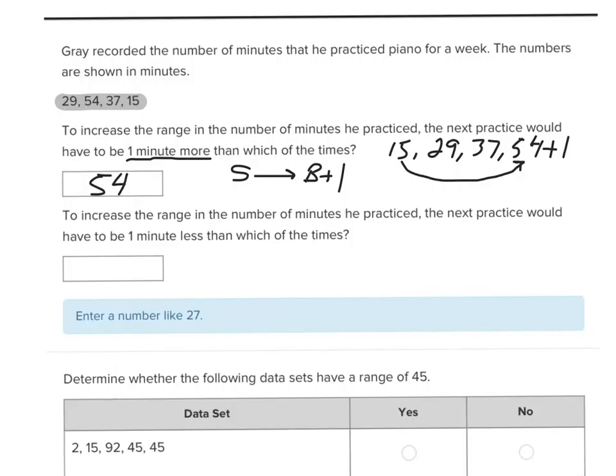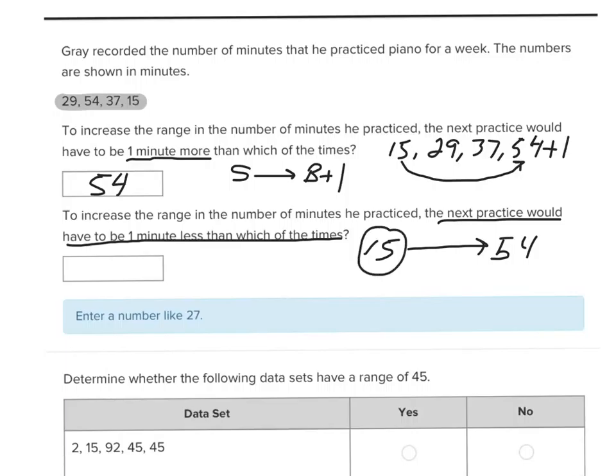Now that's not the only way to increase the range, because if the range is the distance from 15 to 54, we could also stretch out the bottom end of the set of data. So this one says the next practice would have to be 1 minute less than which of the times in order to increase the range. Well, we'd have to make 15 1 less, because if you subtract 1 from 15, that makes the range 1 more.